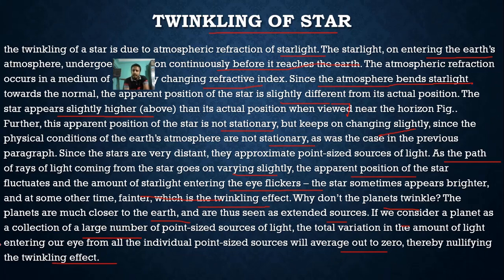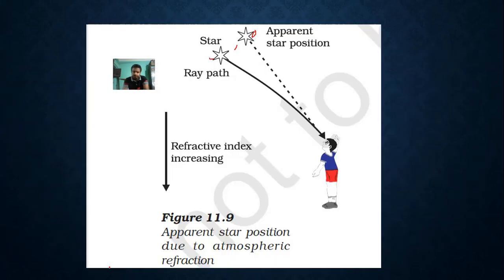The planets are very close as compared to the stars, so they are generally formed of a collection of a large number of point-sized sources, and the total variation in the amount of light entering our eye will average out to 0. That's why it nullifies the twinkling effect. And so we see the twinkling of stars but not the twinkling of planets.